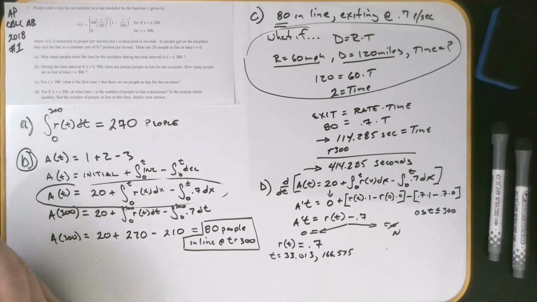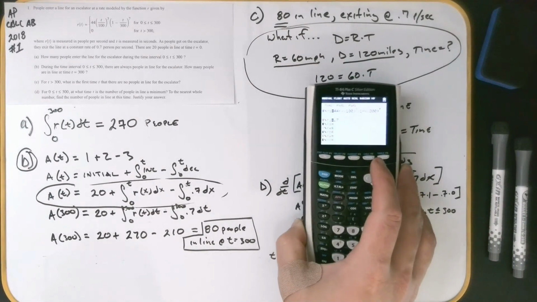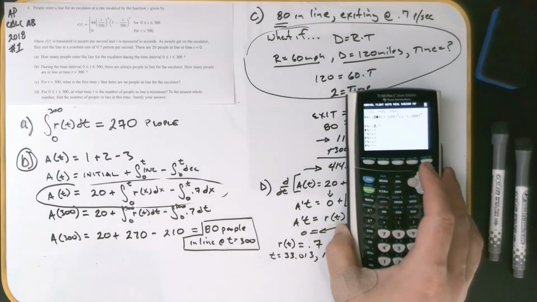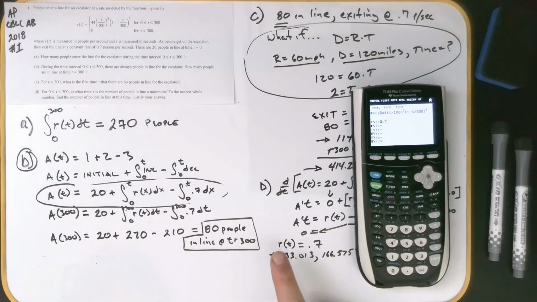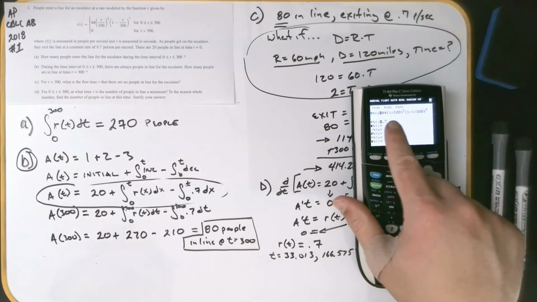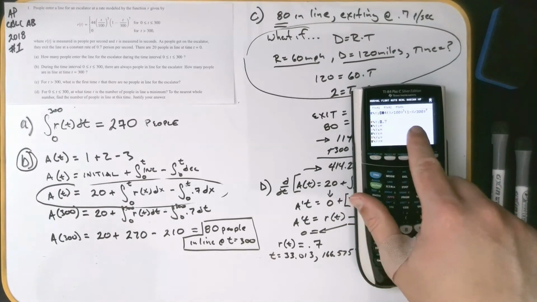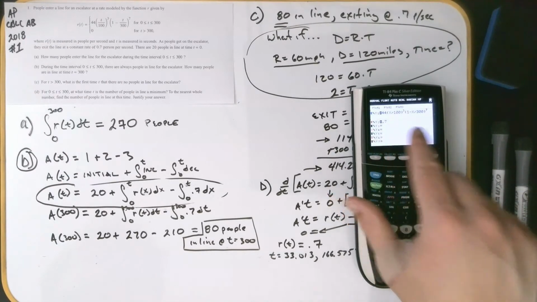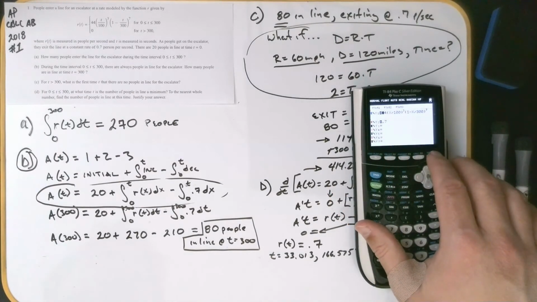And just for the sake of time, I'd already put these 2 functions in the calculator, but you can see I want to see where they intersect. And so r of t is this top function here, the 44x over 100 cubed times 1 minus x over 300 to the 7th. And the second function is just y equals 0.7. And so on the graph, the question is, when do they intersect?